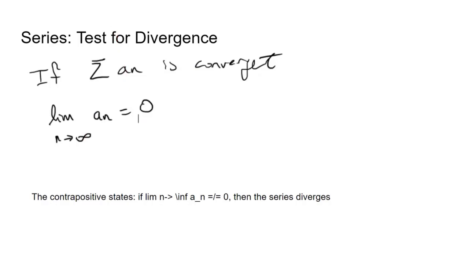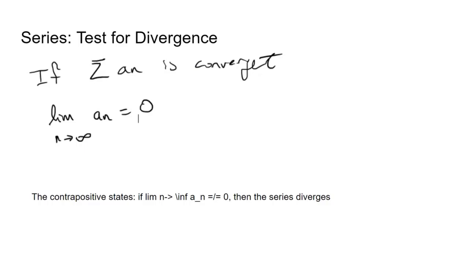Because if the limit of the sequence were not 0, then after a sufficiently large n, we would be adding up the limit value or things very close to the limit value. Say the limit value is 2, we would have 2 plus 2 plus 2 plus 2 forever. So obviously that will diverge. So it is a necessary condition that the limit of the sequence is 0 for the series to be convergent.